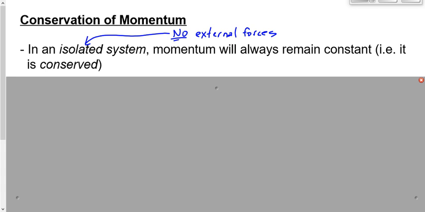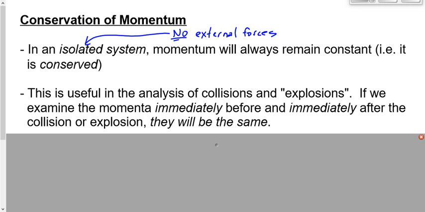So what we usually want to do when we're analyzing a problem using conservation of momentum, because it requires us to have an isolated system, is examine the momentum immediately before and immediately after. Why? Because if there's friction and we're looking at the problem just a fraction of a second after the collision has taken place, friction hasn't really had a chance to do anything. Does that make sense?